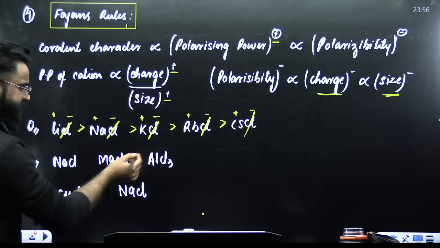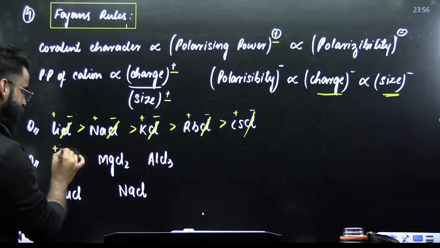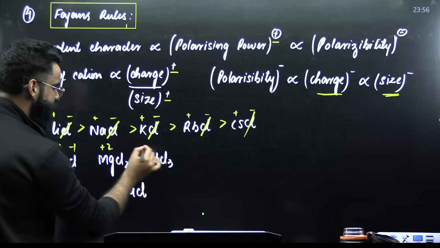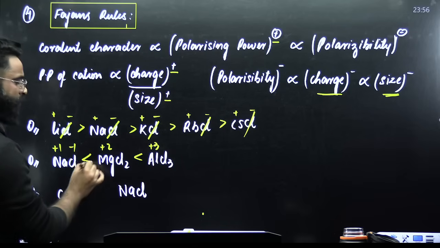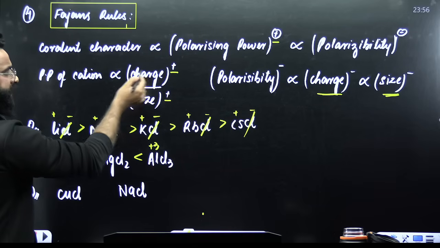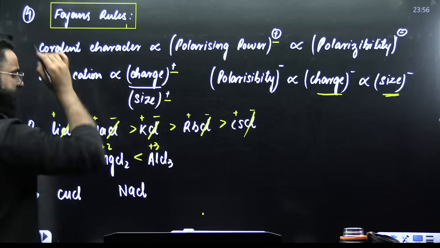Similarly, NaCl, MgCl2, AlCl3. This is Na positive, Cl negative, right? This Mg di positive, this Al tri positive. The more the charge on the cation, the more the polarizing power. The more the polarizing power, the more the covalent character.